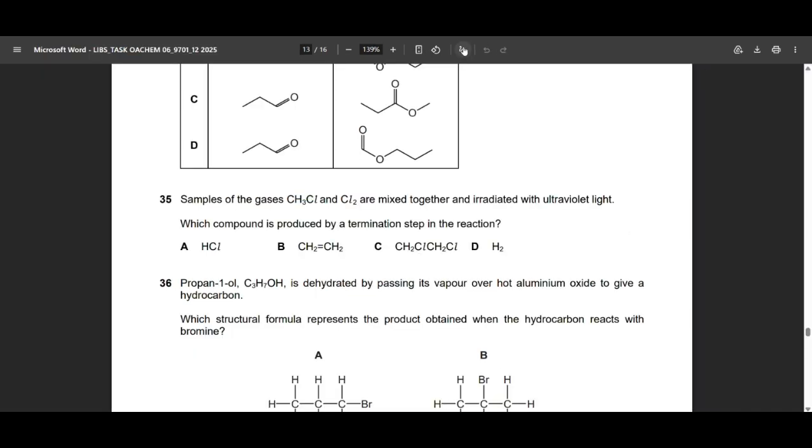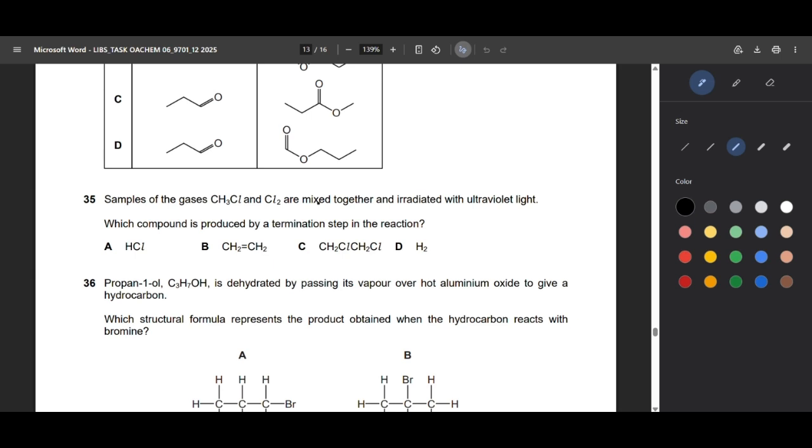Question number 14. Samples of gases CH3Cl and Cl2 are mixed together and irradiated with ultraviolet light. Which compound is produced by the termination step in the reaction?